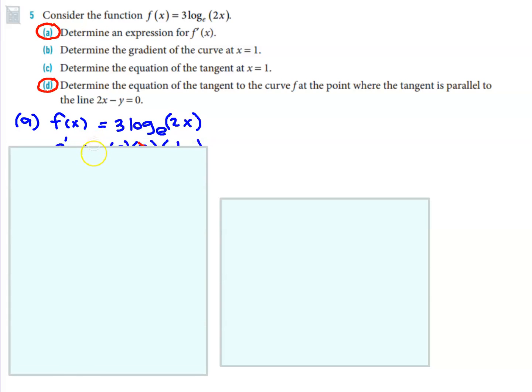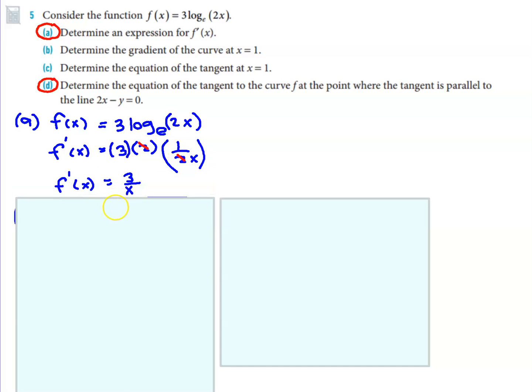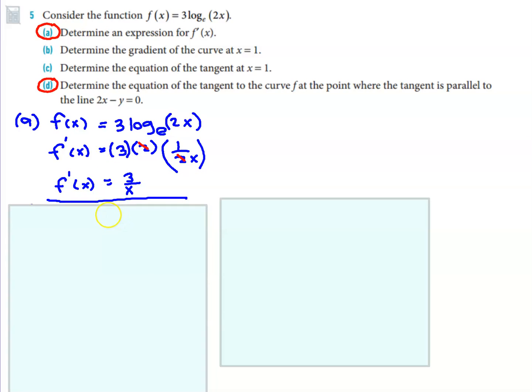And let's see if what you came up with is what I came up with. So first off, the 3 just stays, it's a coefficient, it just stays as part of the derivative. The inside function 2x, the derivative of that is 2, and the derivative of log of something is 1 over something, so 1 over 2x. The 2 on the top and the 2 on the bottom cancel out, and that leaves that expression for the derivative.